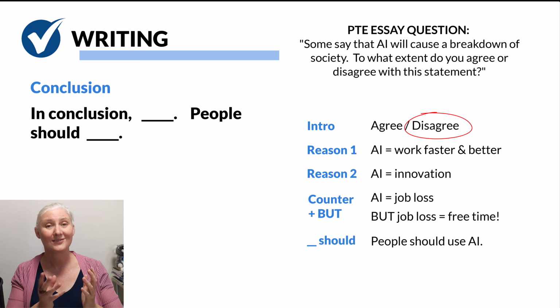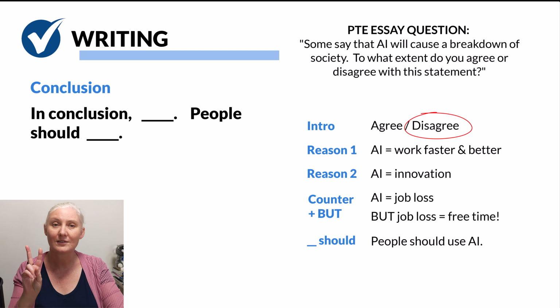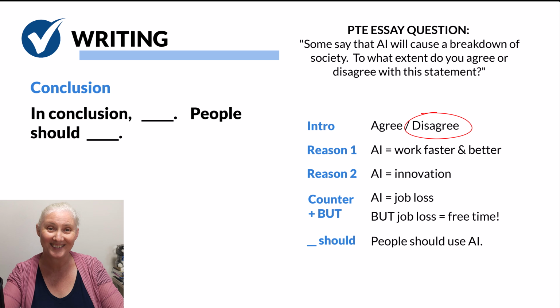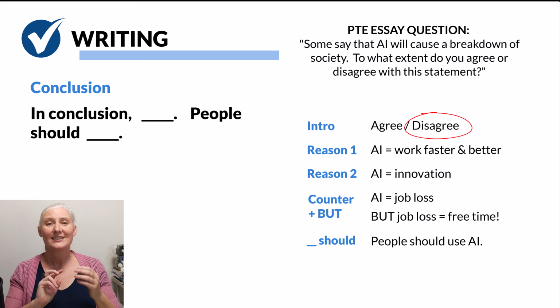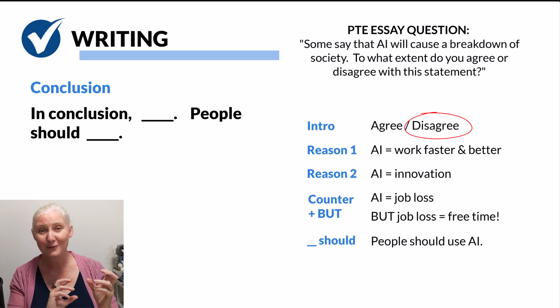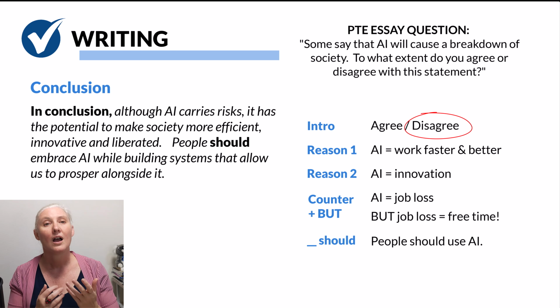So next, the conclusion. And that should be just two sentences. Don't overcomplicate it, okay? And it's pretty easy to do the first conclusion sentence. You just always start with in conclusion. Please don't worry about different ways to say that. In conclusion is probably the best option in English. In conclusion, although AI carries risks, it has the potential to make society more efficient, innovative, and liberated.